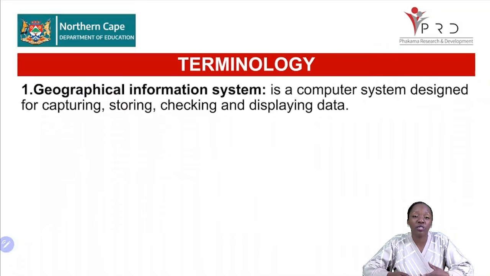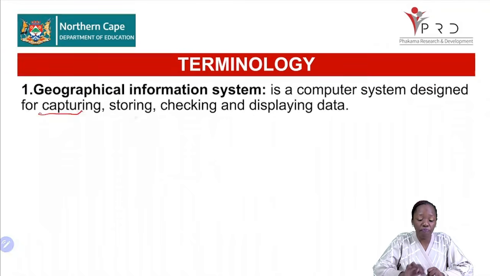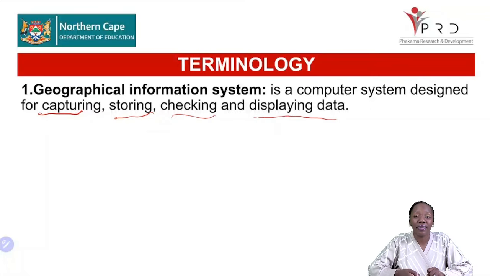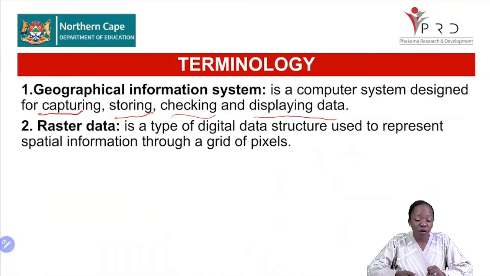Remember, all the definitions give you 2 marks. So when we're defining the geographical information system, we're talking about a computer system which is designed, number 1, to capture, to store, check, as well as display the data. Then secondly, we're looking at the raster data. The raster data is a type of digital data structure used to represent the spatial information through a grid of pixels.